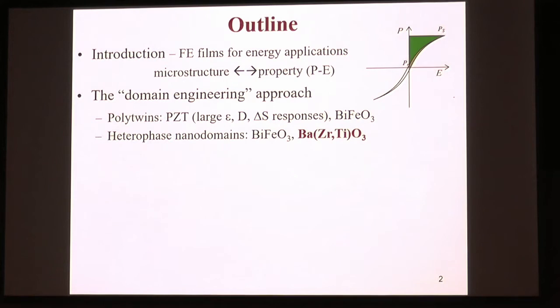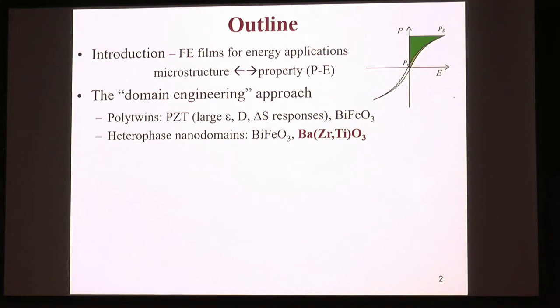Then I want to use a few slides to talk about domain engineering, which I talked about at the last conference two years ago at the Carnegie Institute, but I would like to refresh the memory. There are two types of important domains. One is the polytwins of the same phase. A very good example in the literature is PZT. People try to engineer it to get a large piezoelectric, pyroelectric, or electrocaloric effect. Also bismuth ferrite, with the 109 and the 71 degree domains.